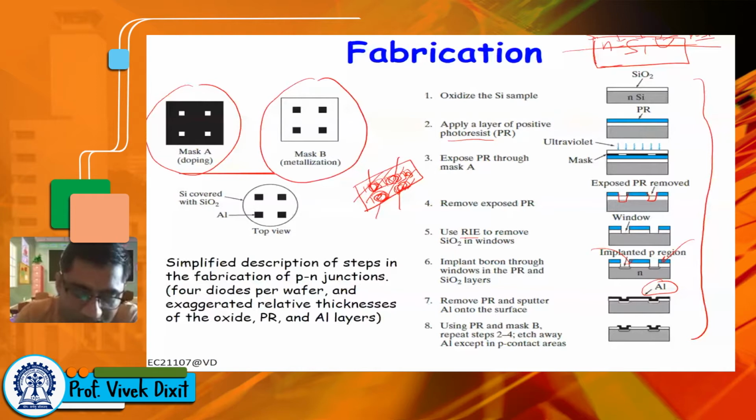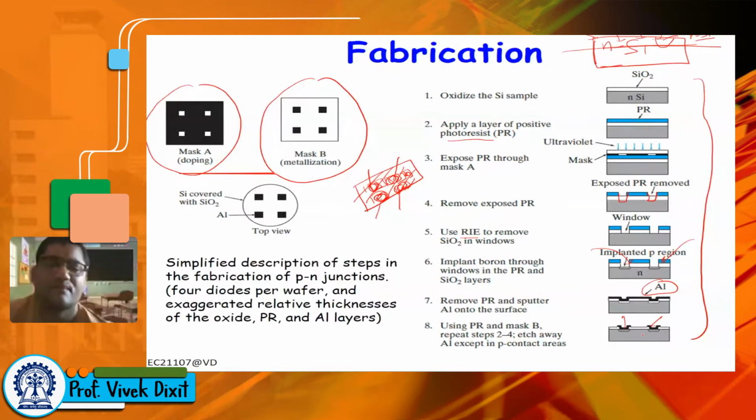So this is opaque at these four places and transparent everywhere, right? Again, using the same process of photoresist and mask, we can etch away the metal. Here we etched away the silicon dioxide. Here we etched away the metal, right? Now we have the contact at these points of the PN junction. So this is basically the process.